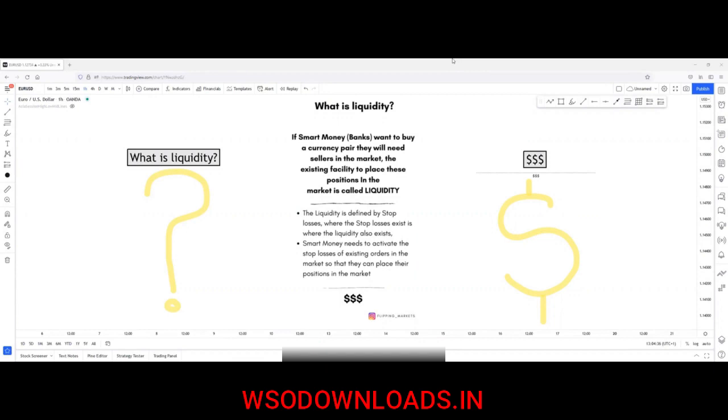In this unit, we will talk about what is liquidity and how we can actually use liquidity. Okay, let's see the definition first.